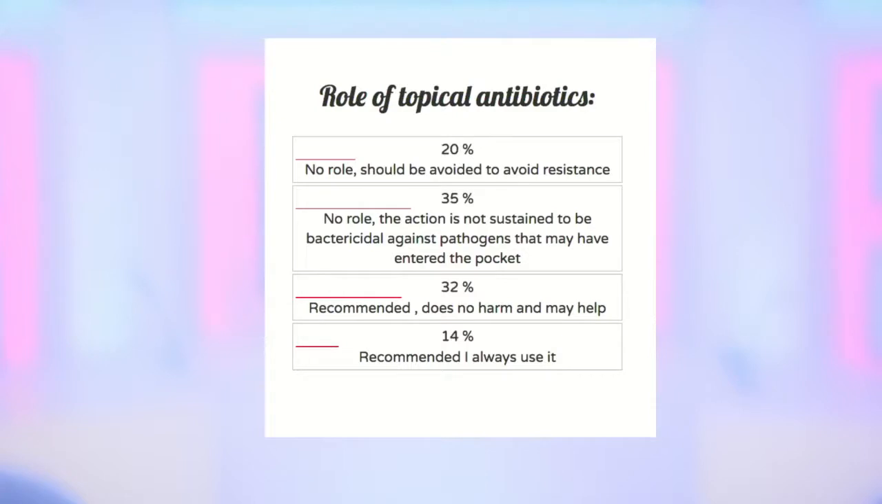So what is the feedback we have from the audience, Jean-Claude? The feedback is that it's still balanced. 36% or 44% now, no role for topical injection, I would say. 31% recommended, does not harm and may help. Okay. And 14% always use it. Fantastic. Yes. Means we have an attitude to provide something that stays there. And 20% no role, should be avoided to avoid resistance. Fantastic. So we have to cover a gap in our knowledge, and I see I am not delivering this, but I will hand it over to Jay.